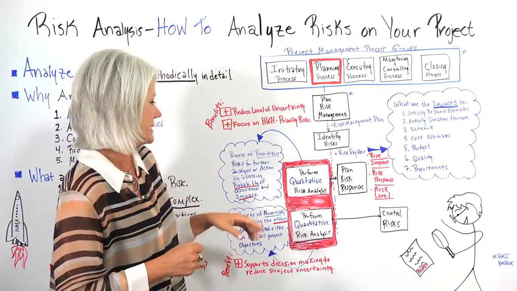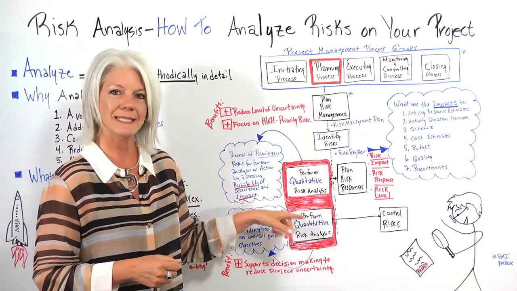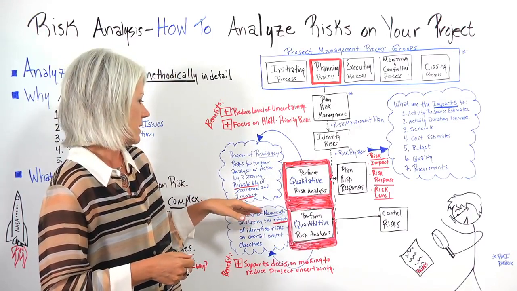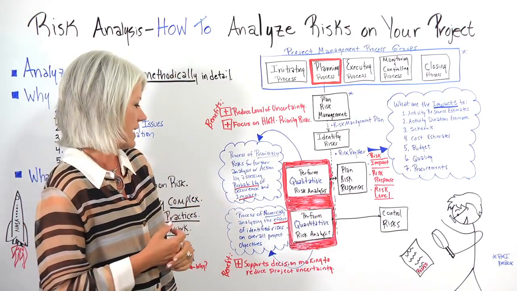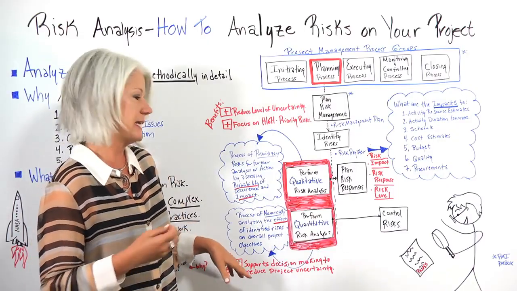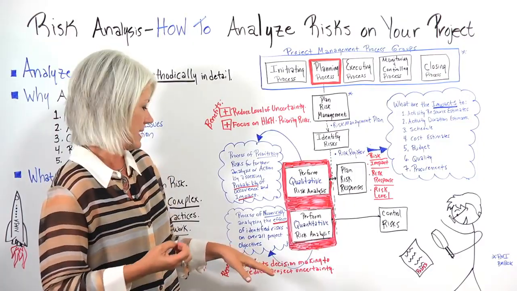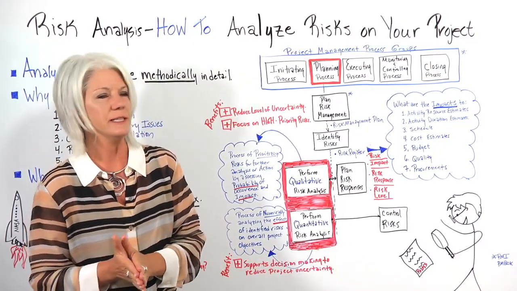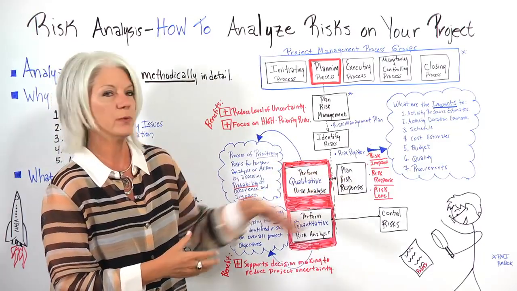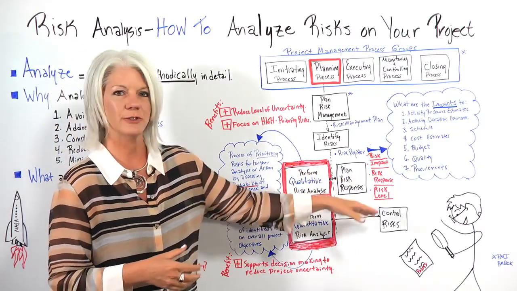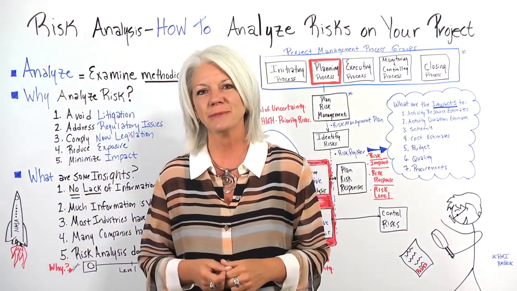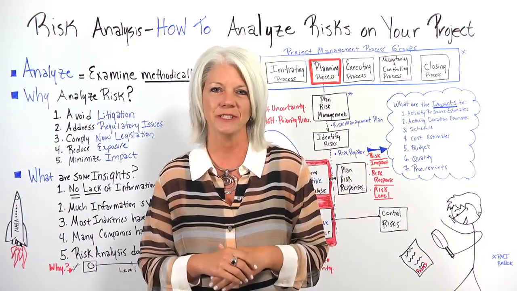The second piece is performing the quantitative risk analysis. That is a process for numerically analyzing the effect of those risks on the project. The benefit of that is it helps support decision making to reduce the project uncertainty. And again, that can help us plan the risk responses and control those risks. So those are some great reasons why, and a few tips on how to analyze the risk on your projects.